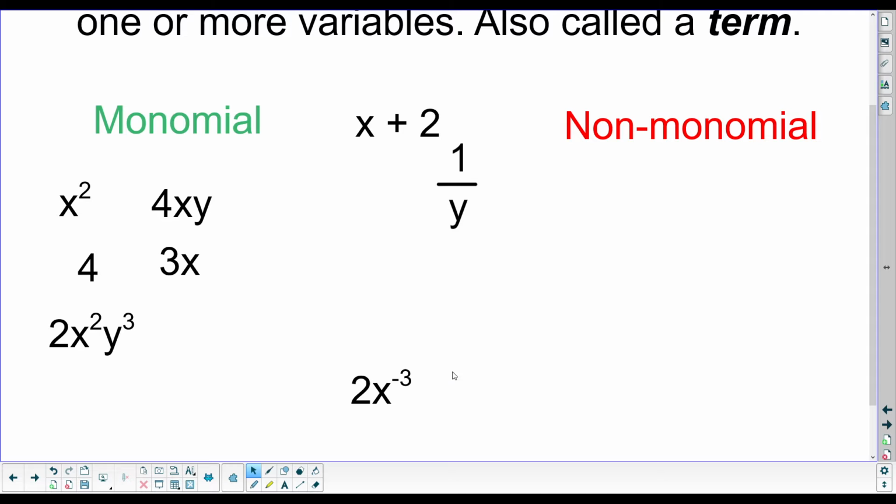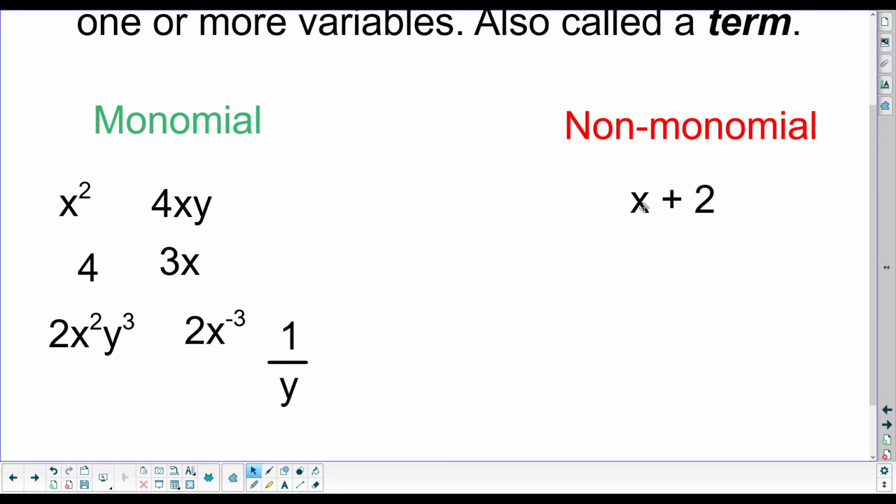And then 2 times x to the negative third power. So that negative exponent there, that's also considered a monomial. 1 divided by y, also considered a monomial. And in fact, the only one here that's not a monomial is x plus 2, because it's not the product, it's the sum. It's the sum of a variable and a number. That is not a monomial.